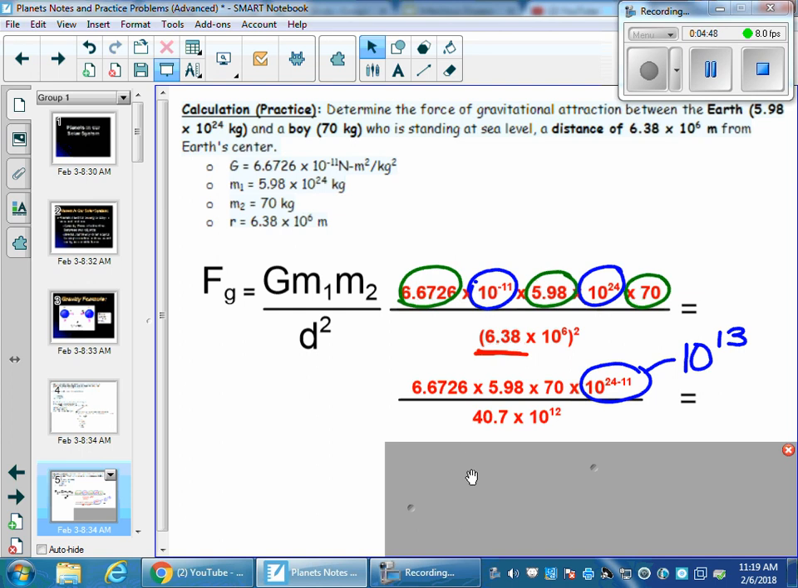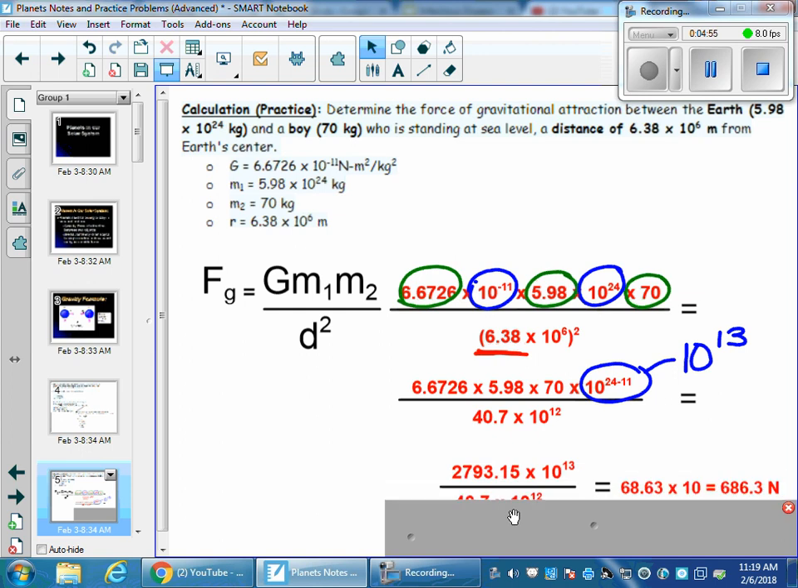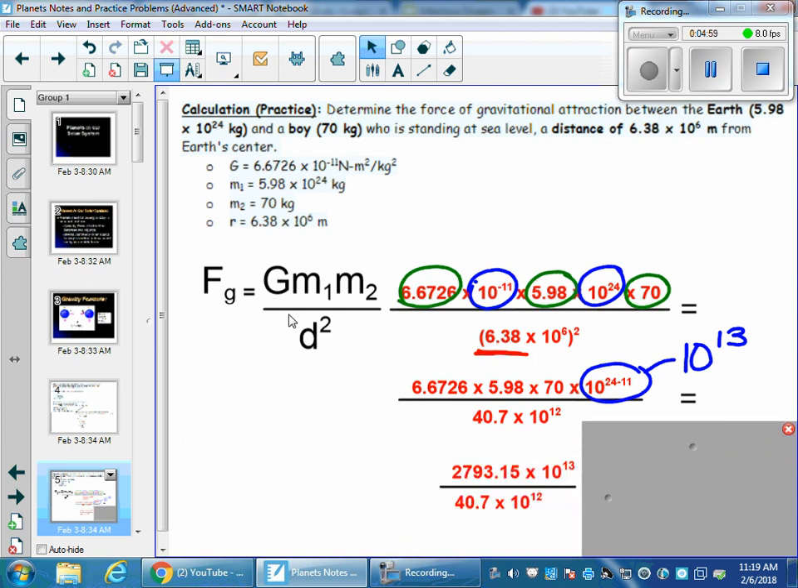Now when you go through and calculate this out, one of the first things that I tell students to do is simplify your numbers on the top and the bottom.